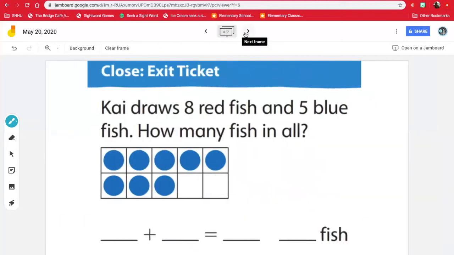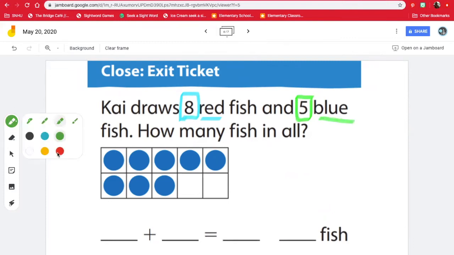And here is our last problem for today. It says Kai draws 8 red fish and 5 blue fish. How many fish in all? So I want to look at this 10 frame first. I know in the top of the 10 frame there's 5 because we have a row of 5 and another row of 5. So we have 5, 6, 7, 8. So that means that Kai used blue to draw the 8 to resemble the 8 red fish. Let's use green to resemble the 5 blue fish.